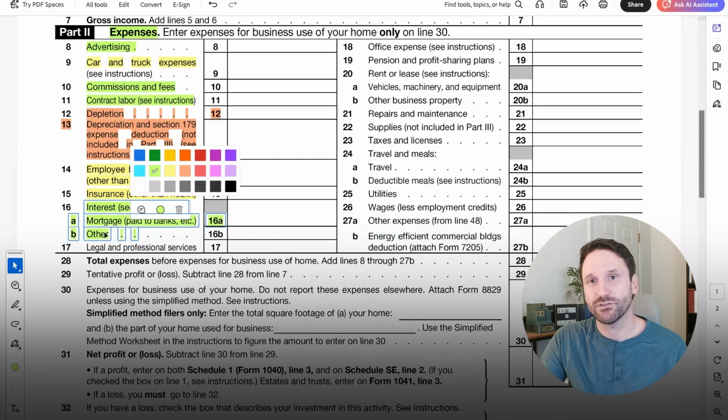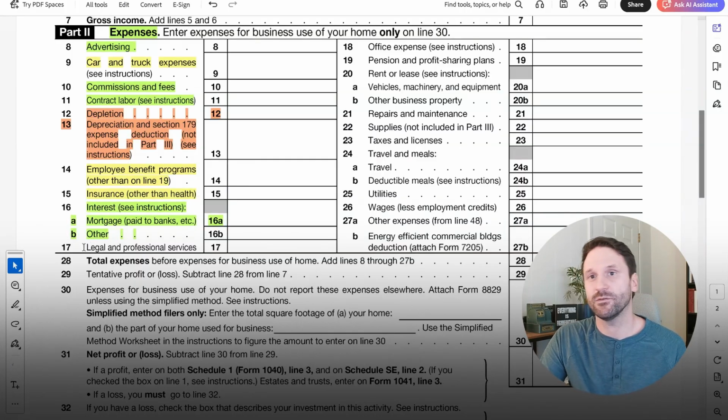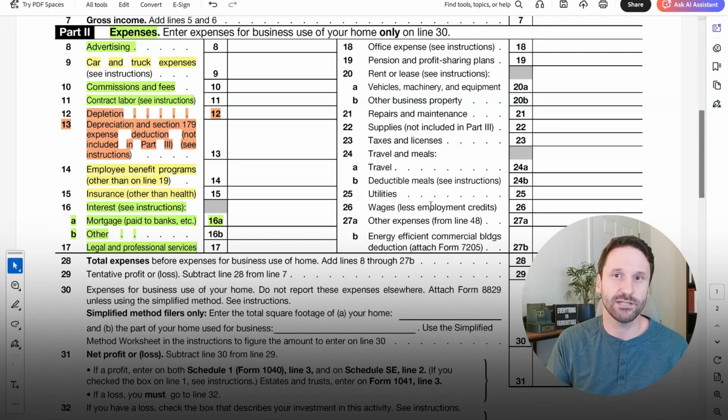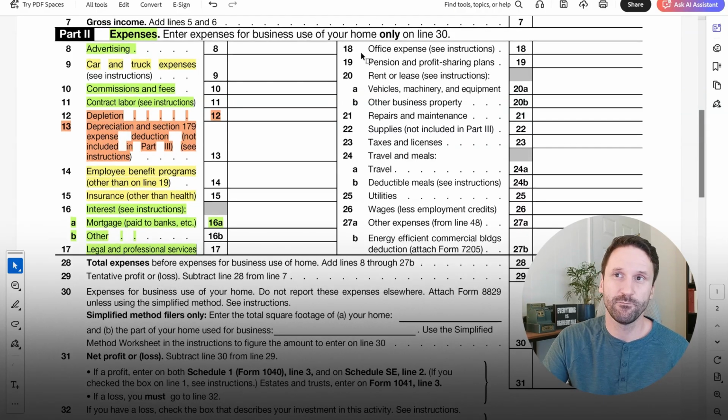Legal and professional services. So this would be like your accounting fees. If you pay an attorney, if you pay for anything with like copyrights or anything along those lines, you can put those in that category there.